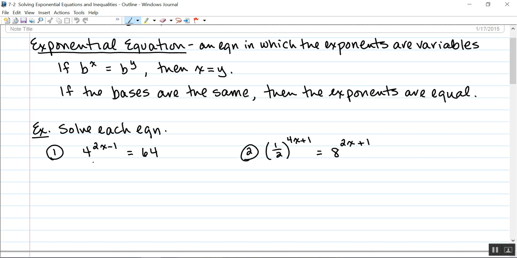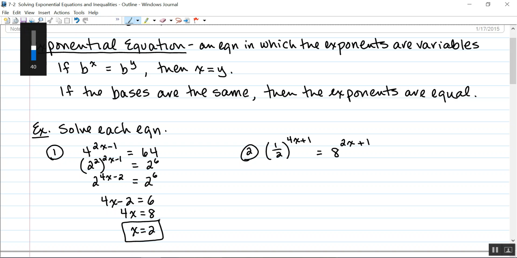So 4 can be rewritten as 2 squared, and that's raised to the power of 2x minus 1, and 64 is 2 to the 6th. So this is going to be multiplying here. This is going to be 2 to the 4x minus 2 equals 2 to the 6th. And now that my bases are the same, I can just pull off the exponents and set those equal to each other. So 4x minus 2 equals 6, 4x equals 8, or x equals 2.